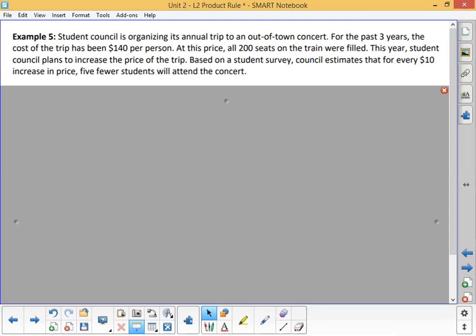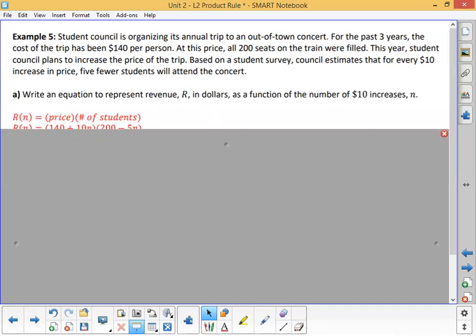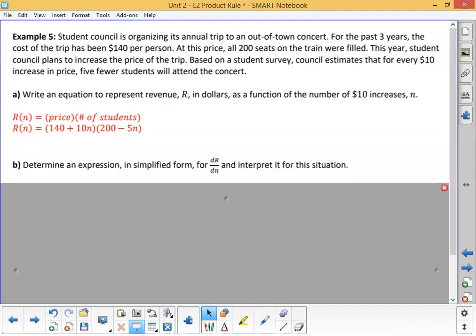But this would be a typical word problem where it sounds similar to grade 10. A lot of the grade 10 course word problems are going to come back into calculus. There's one test that's all word problems, and so they're going to sound familiar to you. This is about the student council raising money for an annual trip. So remember the whole equation of revenue, price times number of students. We are using our same strategies we learned in grade 10 to get a quadratic equation.